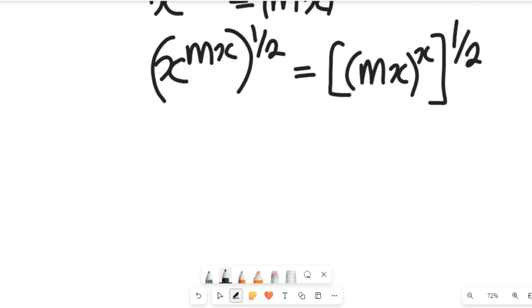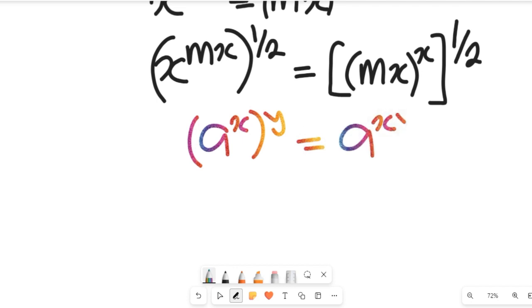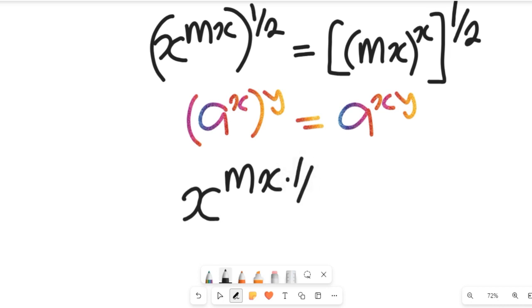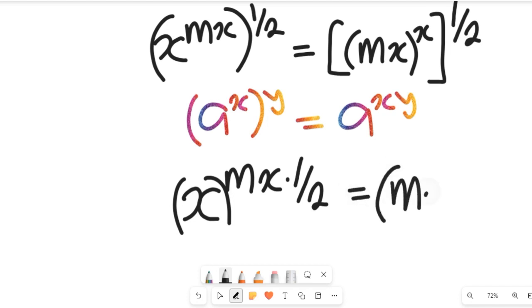Great. Now, how do we play along with this? We are going to see, according to the law of indices, that if you have a to the power of x multiplying an exponent y, this can be equal to a to the power of x times y, because the two exponents will multiply. So if we apply it there, we're going to have that expression now give us x multiplied by m multiplied by x multiplied by 1 divided by 2, that is x to the power of this, and this will be equal to mx multiplied by x multiplied by 1 divided by 2.